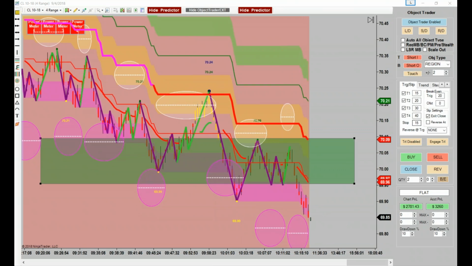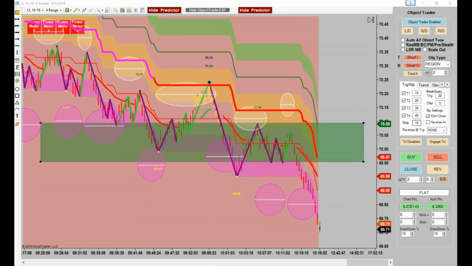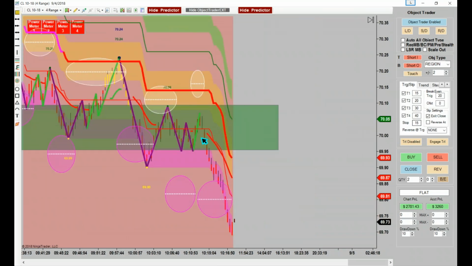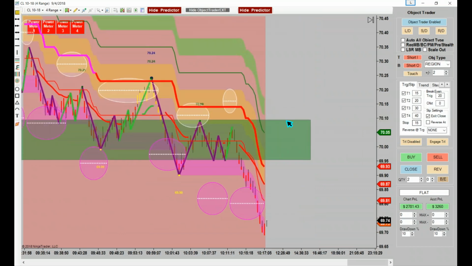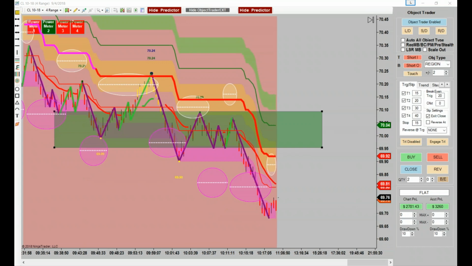Still heading down. Still heading down. Now, if this was to decide to break up again, where's your swing that it would break up? Well, pretty much still right across there, isn't it? For right now. Let's keep it going. Starting to get higher lows. What do y'all think? Think it's going to be a trend change?